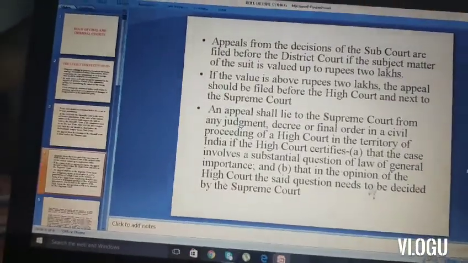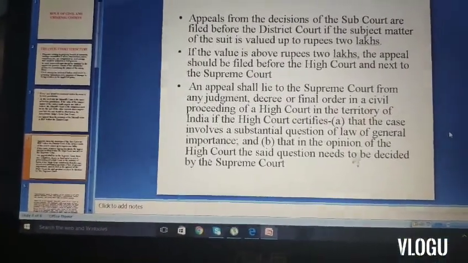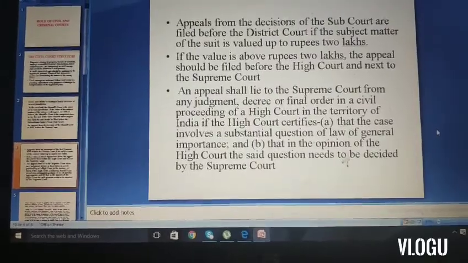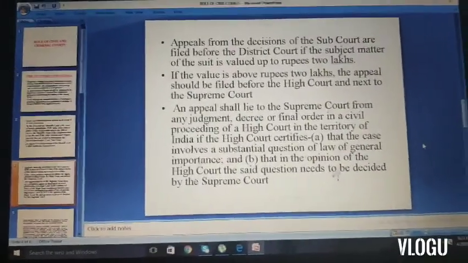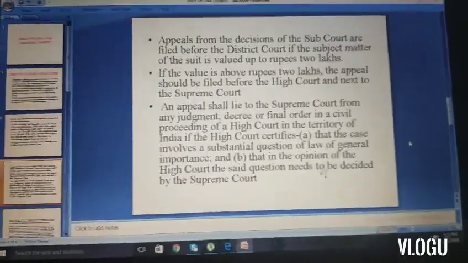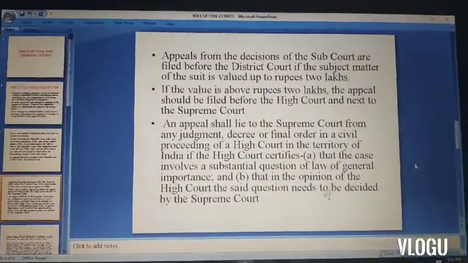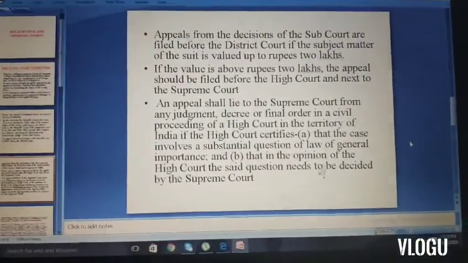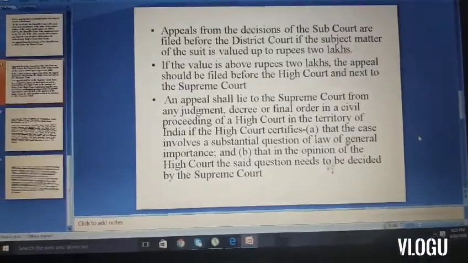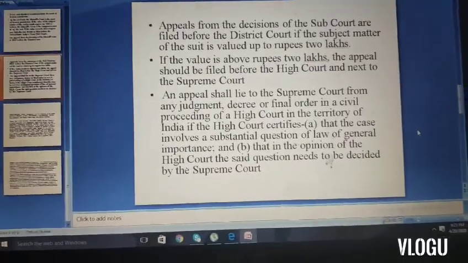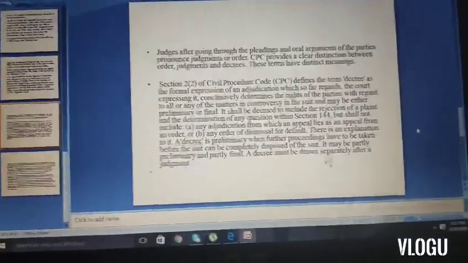It involves a substantial question of law of general importance, and that in the opinion of the High Court, the said question needs to be decided by the Supreme Court. So it's very important that the case should involve a substantial question of law of general importance, and that in the opinion of the High Court, it needs to be decided by the Supreme Court.